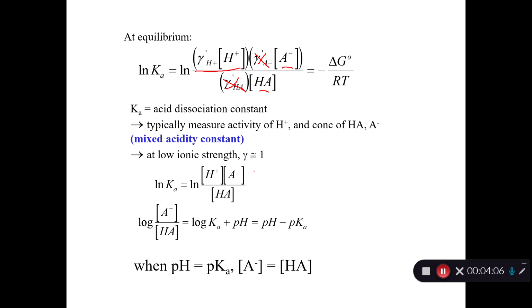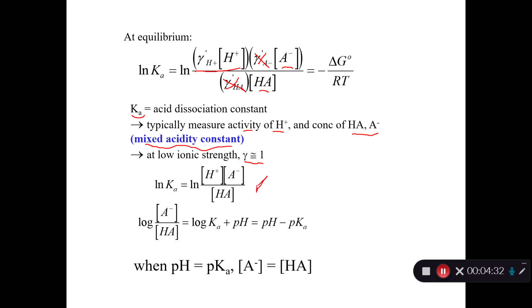So when you're doing that, what you're actually doing is measuring what's called a mixed acidity constant, because the protons are in terms of activity, but the HA and the A minus are in terms of concentration. So the equilibrium constant, Ka, is a mixed acidity constant. If you're at low ionic strength, you can assume that all those activity coefficients are pretty close to 1 anyway.